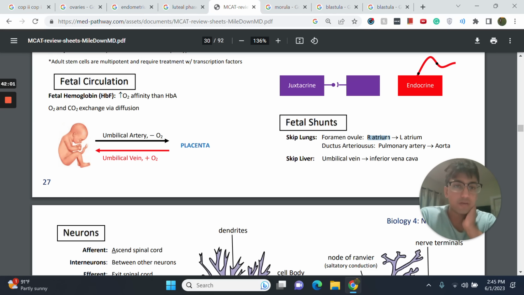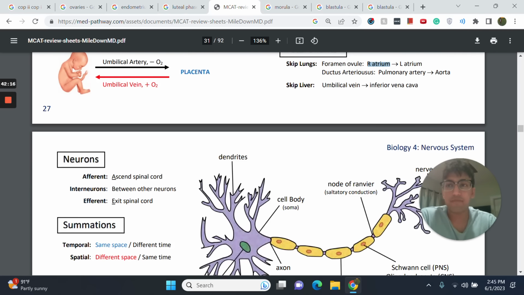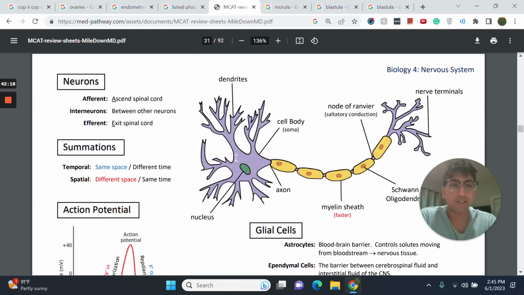The liver, it skips the liver because the umbilical vein goes to the inferior vena cava. So it just completely skips the liver, and the umbilical vein, which is supplying oxygen from the placenta, goes to the inferior vena cava, which will go to the right atrium. Okay, very good. Next, we have the nervous system, which is pretty exciting stuff.